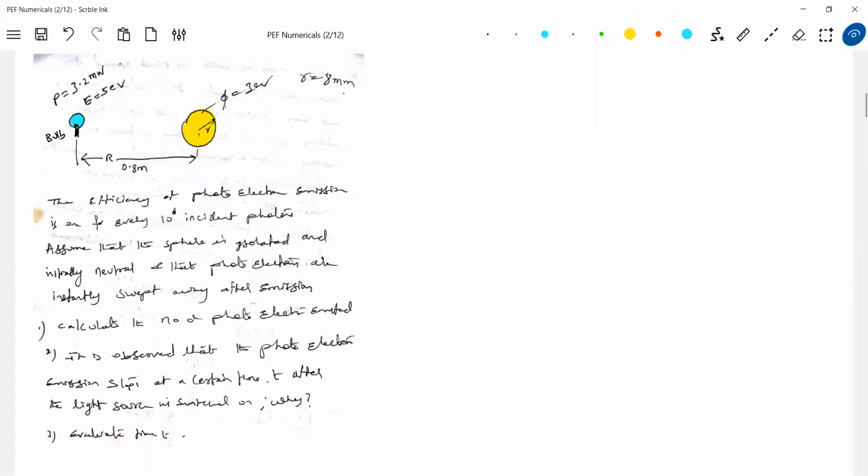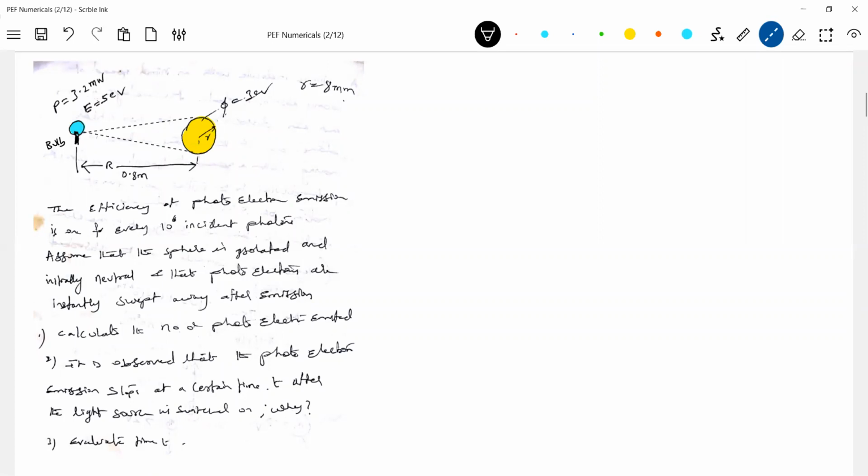Now, does all the incident light fall on the metal sphere? No, only a fraction. If you see this, the light emitted by the bulb, only the light confined within this cone will be incident on this metal sphere. So how do we calculate the number of photons incident?